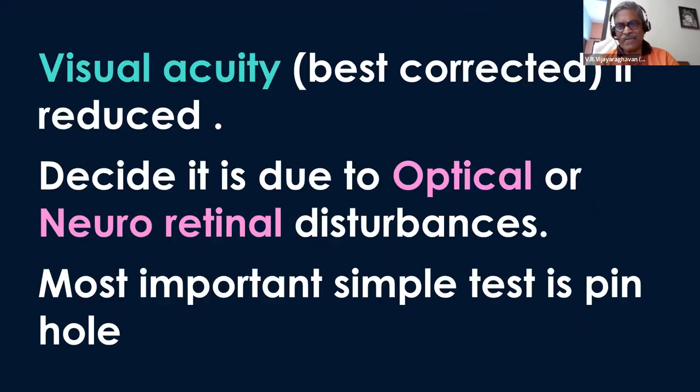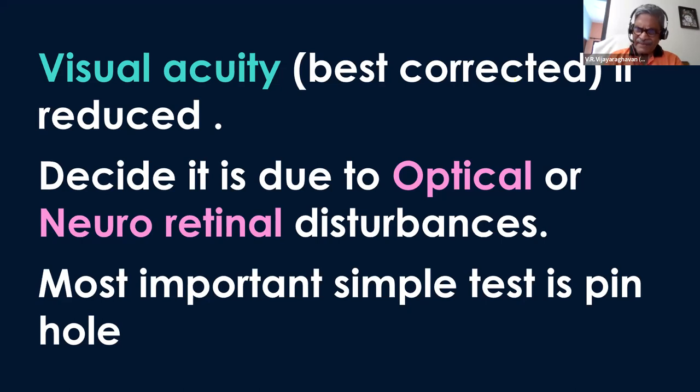Now, I'm examining the person, and his visual acuity is reduced. What's the reason for the visual acuity loss? Very simple. It may be in the retina or optic nerve, that is, neurological problems, or optical problems. Optical means refractive errors, some problem in the cornea, or some problem in the lens. Or is there a retinal problem or an optic nerve problem? Those are the neuroretinal problems.